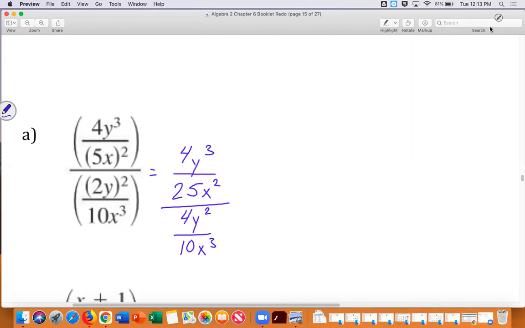Does everybody see how I went from this to this? Jake? Yeah. Thank you, Grantland. You good? All right. So now we do what, Julie? Multiply by the reciprocal. So we have 4y cubed over 25x squared times the reciprocal. So 4y squared is on bottom, 10x cubed is on top.